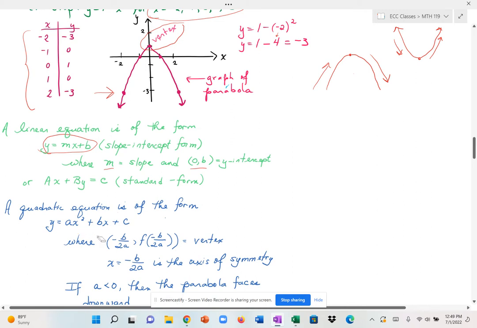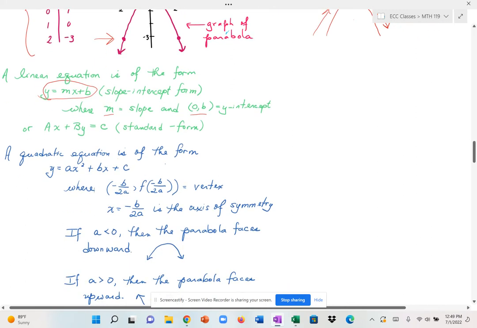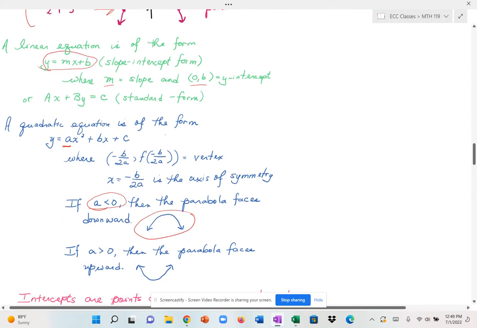And like I mentioned before, the graph is a parabola. When your a, this number, is negative, your parabola is upside down. When your a is positive, your parabola is a typical U shape.